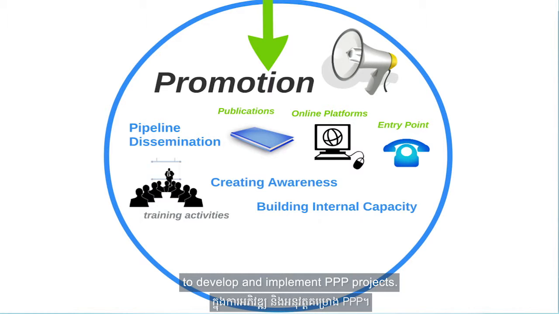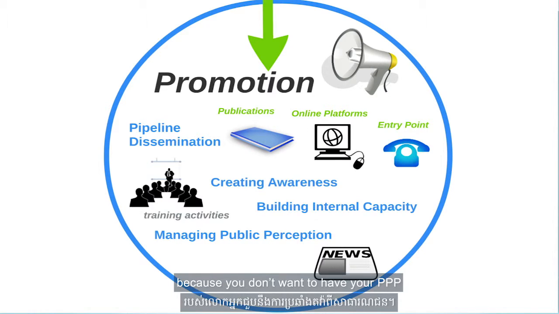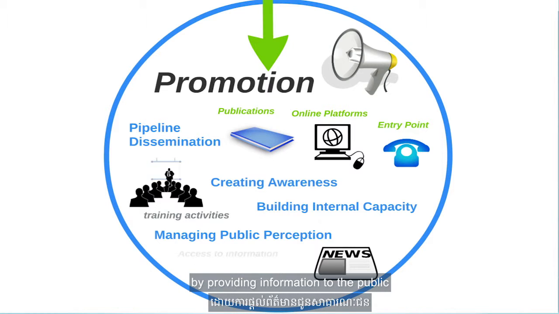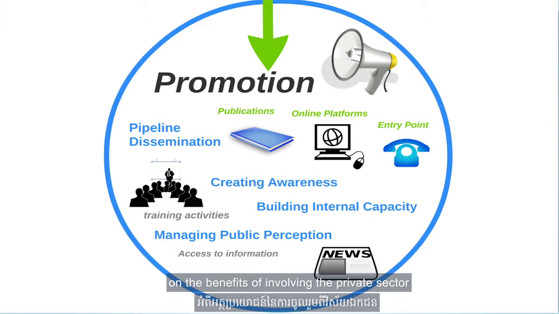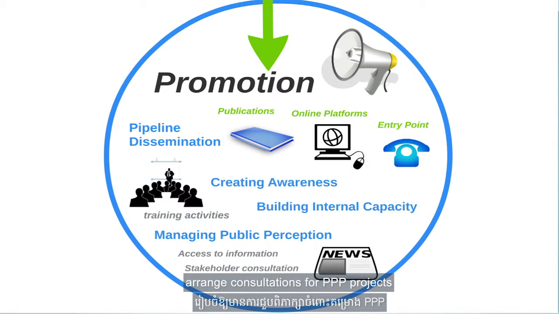and implement PPP projects. Managing the public perception of PPPs is important because you don't want to have your PPP program facing strong public opposition. A PPP unit can help manage such perception by providing information to the public on the benefits of involving the private sector in public infrastructure delivery. PPP units can also arrange consultations for PPP projects to address stakeholder concerns.